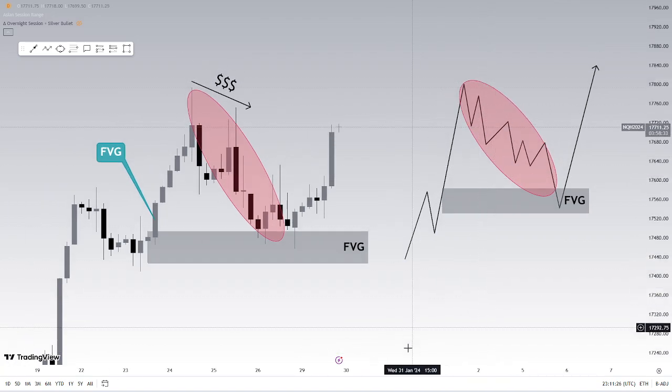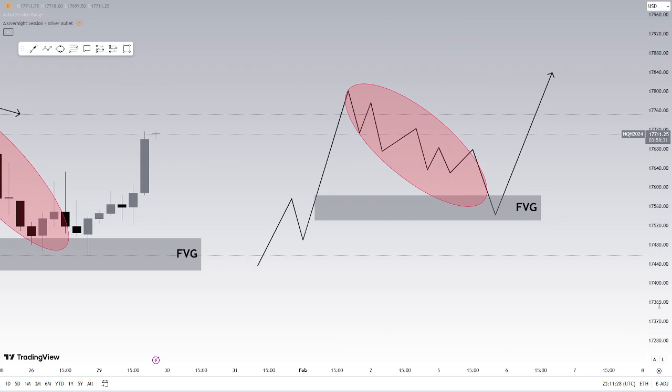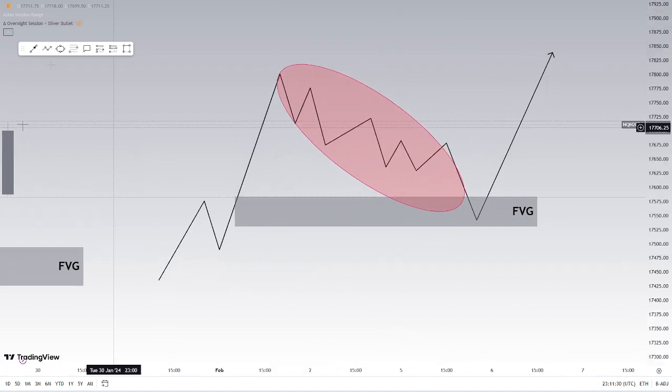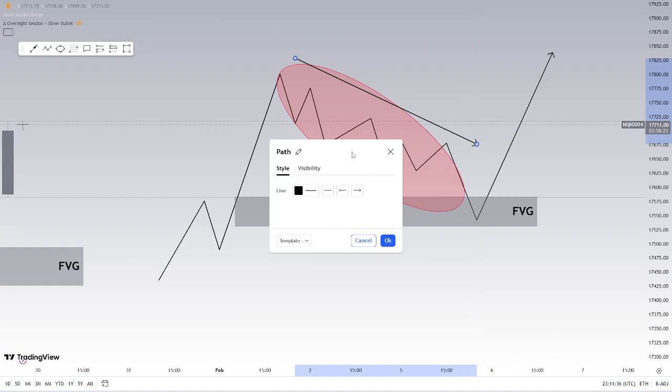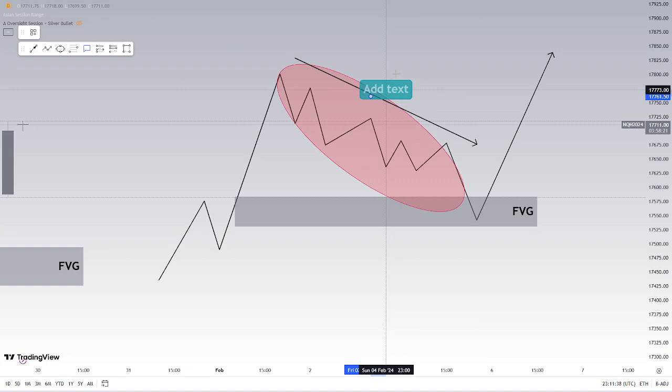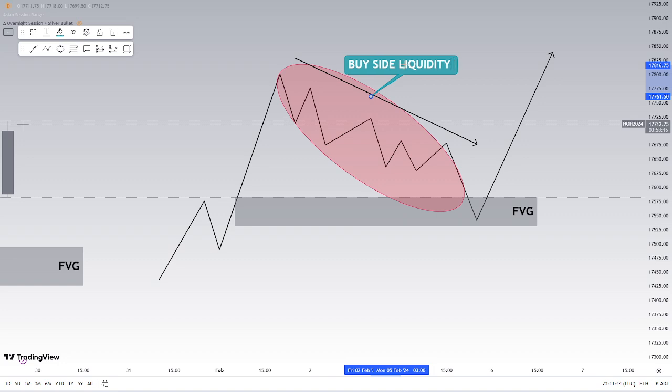Now we're also going to have a buildup of liquidity. Over here, it's typically going to be a trend line. As we head down, we're going to see a trend line in price. Now this trend line, also known as a trend line phantom for ICT traders, is simply buy side liquidity, right? So this is buy side liquidity, or simply BSL.